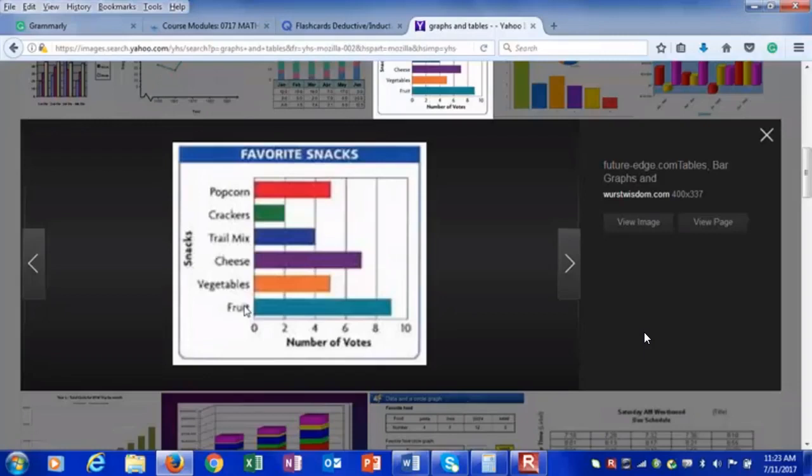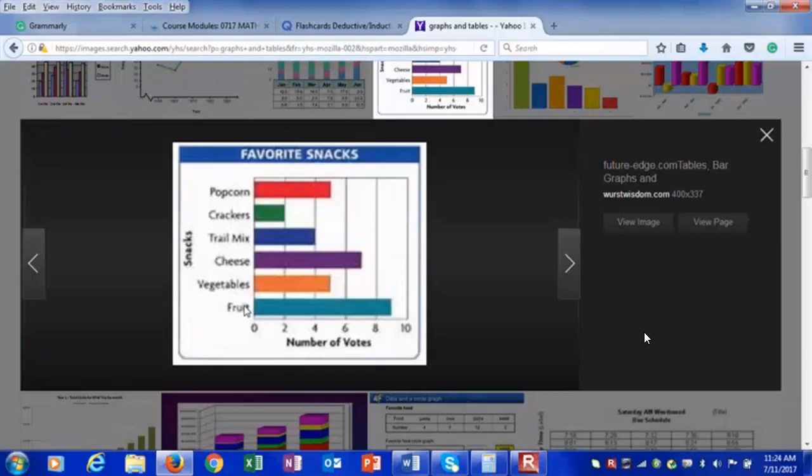The top 3 snacks. Between popcorn, crackers, trail mix, cheese, vegetables, and fruit. Okay? Number 1, number 2, and number 3. What do you pick? Well, the first choice would be fruit, because fruit has almost 9 votes. Okay? So fruit is answer choice number 1. All right? What's the second largest amount of votes? Cheese is the second amount of votes because it has 7 votes.